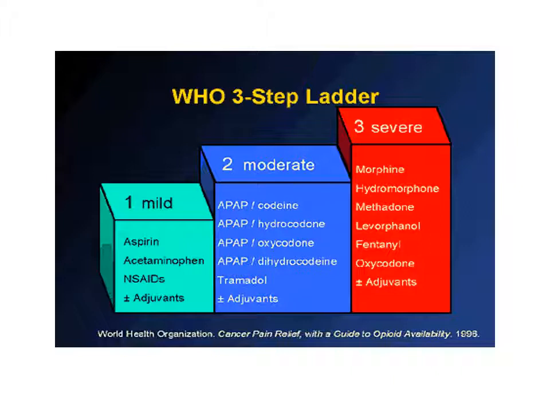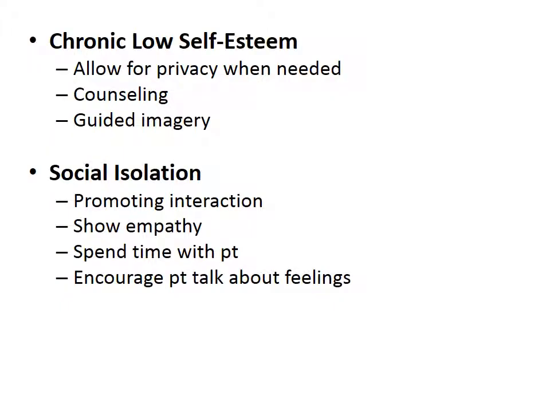The management of cancer pain relief with a guide to opioid availability is shown here in the three-step ladder. For mild pain, aspirin, acetaminophen, and NSAIDs are used, with or without an adjuvant. In moderate pain, APAP with codeine, APAP with hydrocodone, oxycodone or dihydrocodeine, and tramadol. And for severe pain, morphine, hydromorphone, methadone, levorphanol, fentanyl, oxycodone, and adjuvant.